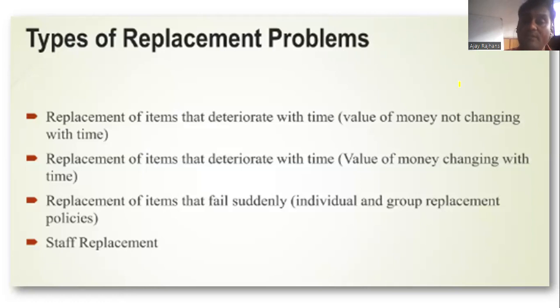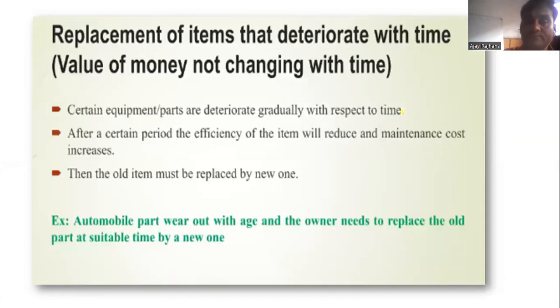According to time, an item may deteriorate and the value of money changes with time. According to a particular time, it may deteriorate and the value may also change or fall below the previous value. Then there is replacement of items that fail suddenly, with the individual and the group replacement policy. And after that, there are staff replacements.